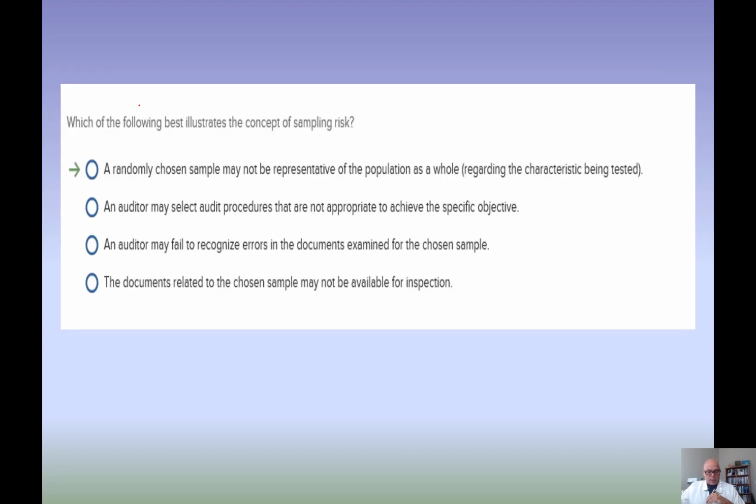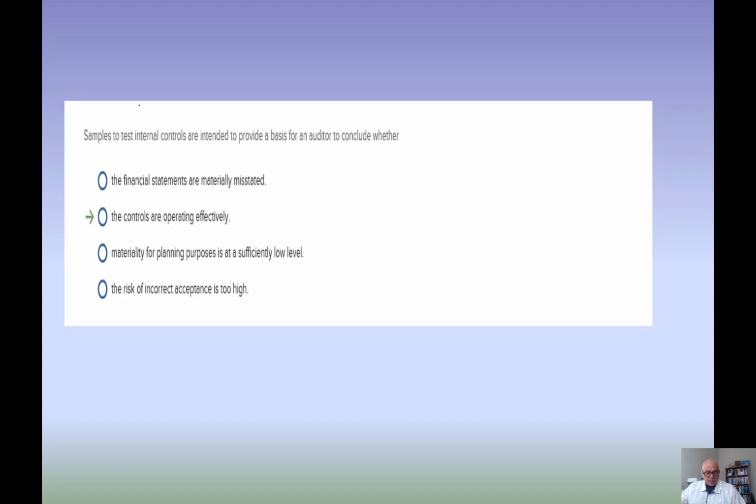Okay, take a look at the next one. Which of the following best illustrates the concept of sampling risk? Sampling risk is the risk that you'll eat a poison apple based on the sample. The sample will indicate the population is okay when in fact it is not okay. That is sampling risk, and you don't have to live with that when it comes to eating apples, but you do have to live with that when it comes to making decisions about the fair presentation of financial statements.